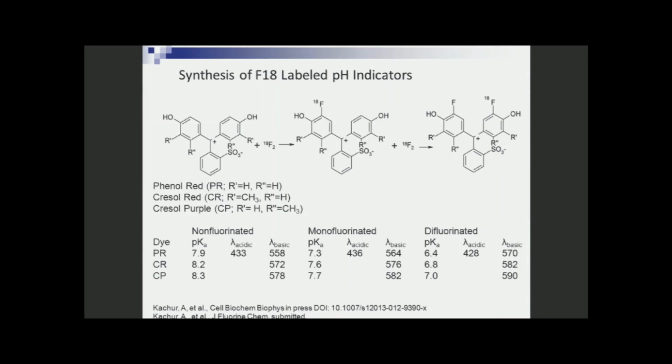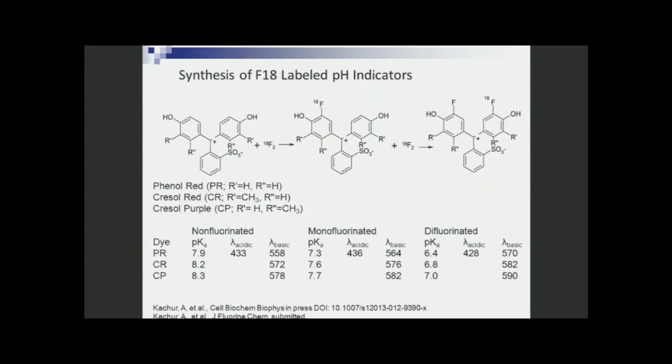The first is that the addition of the fluorination shifts the pKa by about 0.6 pH units every time you add a fluorine. And it also shifts the absorption maximum of the basic or colored form down towards the desired region that we want. So this is actually very good.